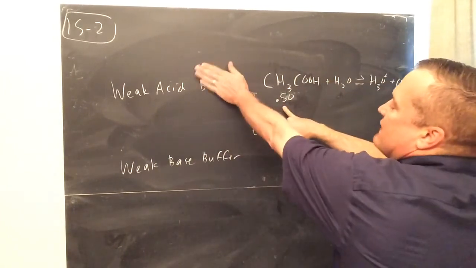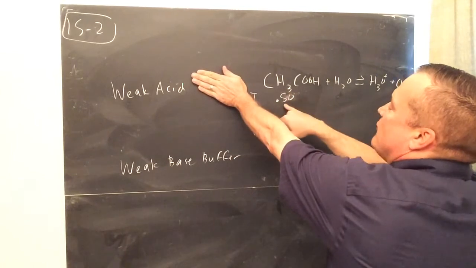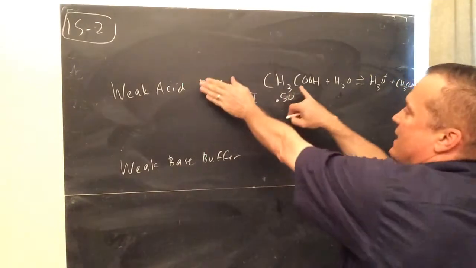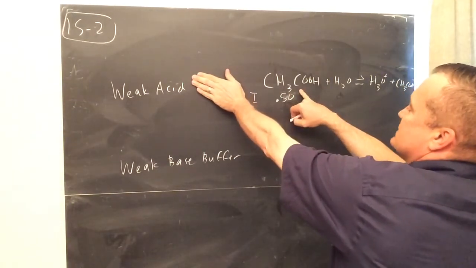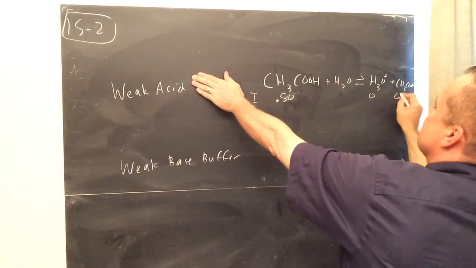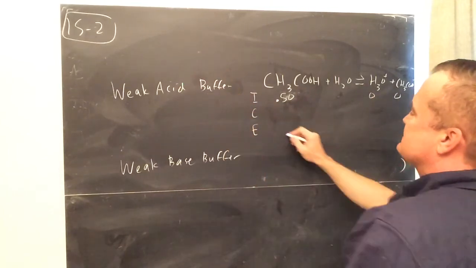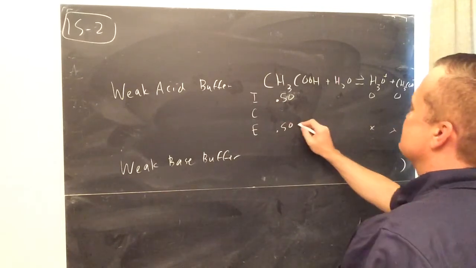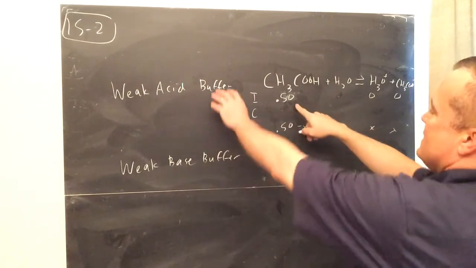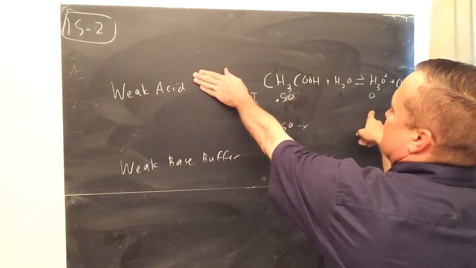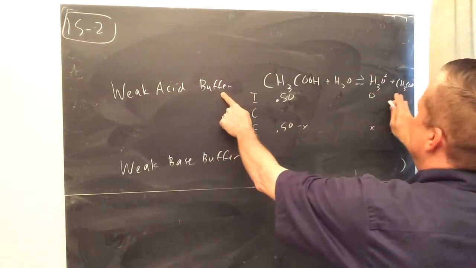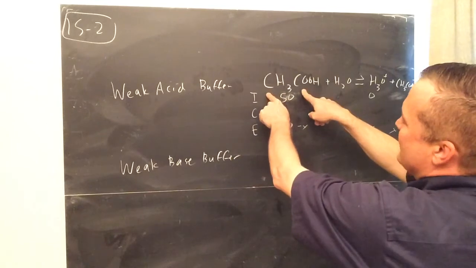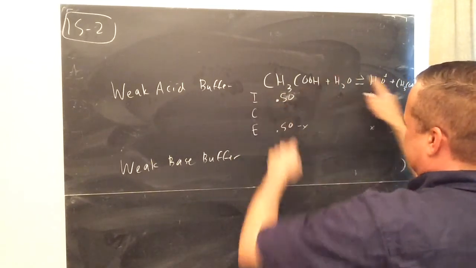But if you only had a weak acid, you'd have 0.50 molar acetic acid, CH3COOH, and you'd have 0 of this and 0 of that. Okay, so then you got the X, and down here it'd be 0.50 minus X, and that would just be X. You know how that works. All right, that is a weak acid. But guess what? A buffer is if you have, along with the acid, its conjugate base.